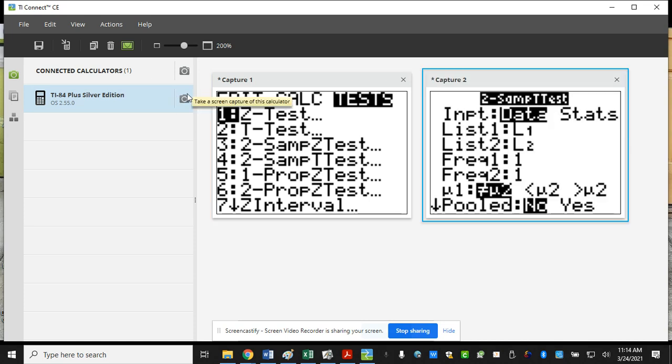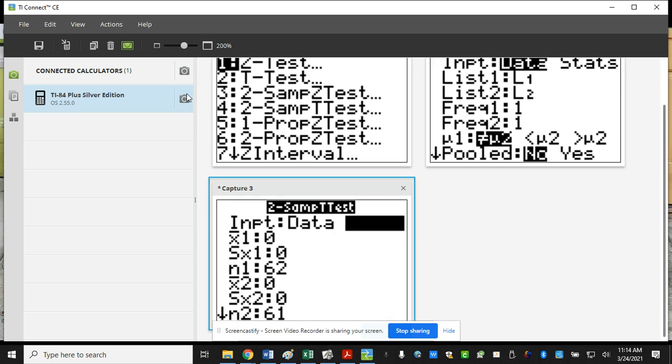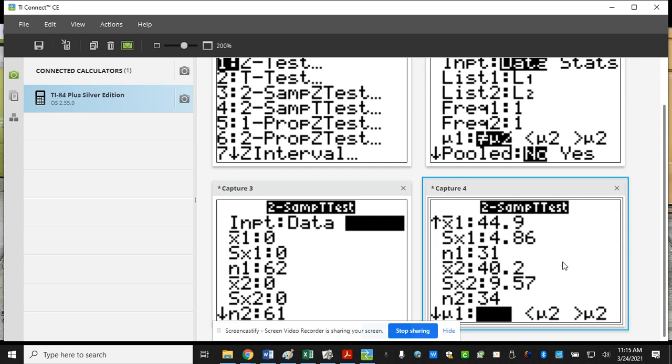So we've got 2 options, data or stats. Do I have the data? No, I do not have the list, so I go to stats instead. And so I just input my data. So in X1, X bar 1, I put what? 44.9, then 4.86, 31, and then 40.2, 9.57, 34. So you should be plugging those in like this.